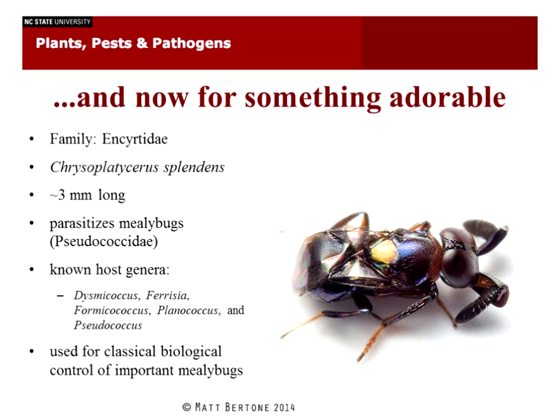Now these wasps parasitize mealybugs. Encyrtids mostly parasitize Homoptera, so scale insects, mealybugs and aphids, things like that. This one in particular parasitizes mealybugs, and the known host genera are Dysmicoccus, Ferrisia, Formicococcus, Planococcus, and Pseudococcus. So some of the most famous mealybugs are found in those genera. So it's actually a very important little wasp.